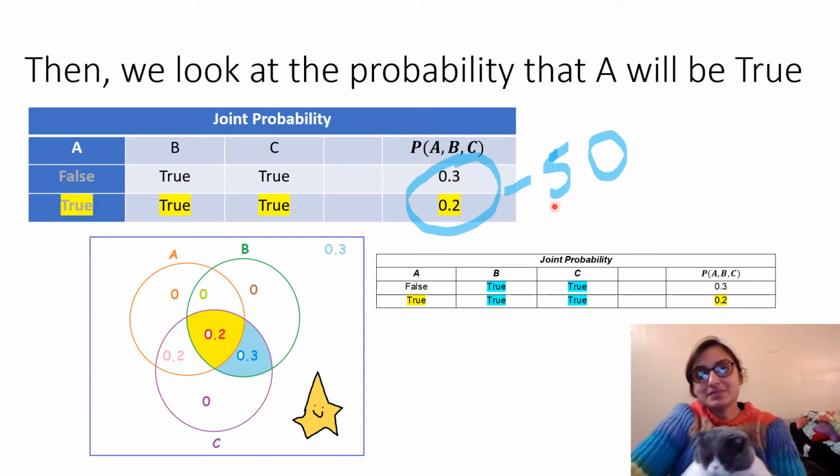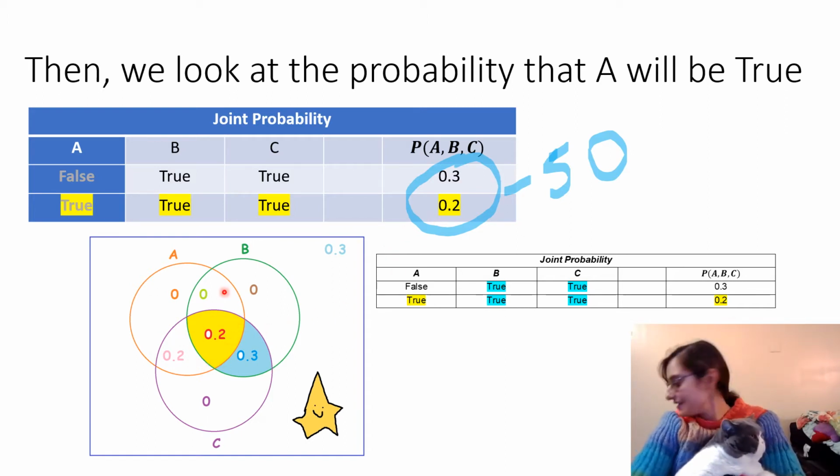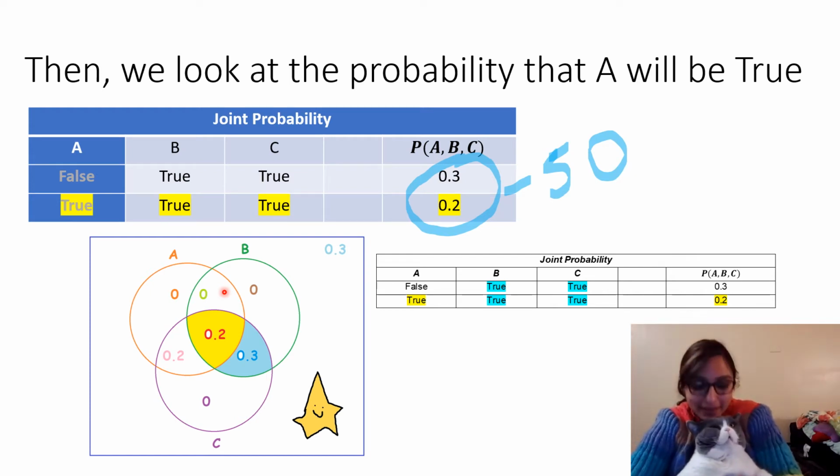This was the 50% right here. And now that we have this sample space, we want to see what is the probability that A will be true. The probability that A will be true will be given by this 20% here. This 20% is the overlap between this and this point here.